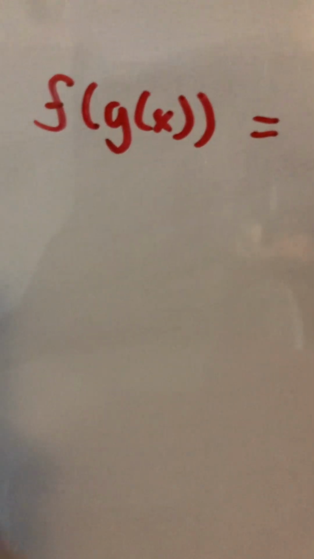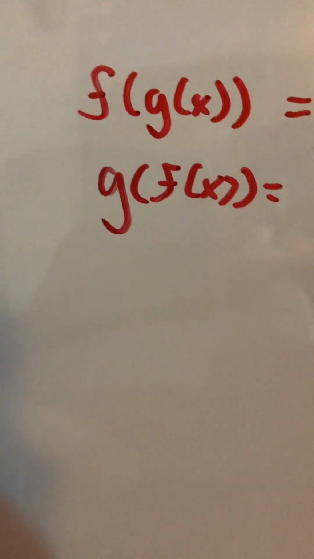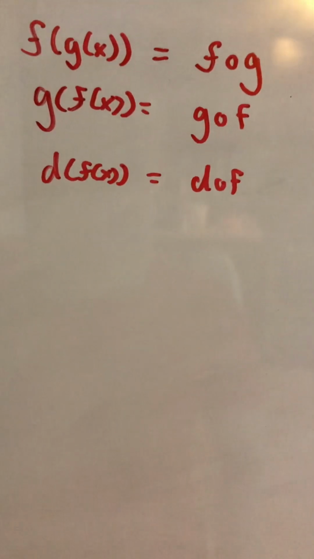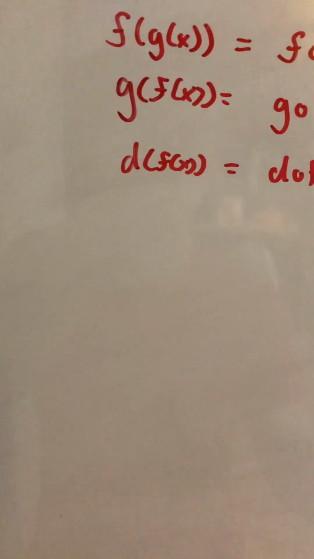Or you could write f and the open circle of g, just like that. Or you have g of f of x, which is g o f. You could write it like that. Or you could have d of f of x, and it'll be d o f. The whole idea of composite functions is we're going to algebraically solve these. So a function encased in another function.